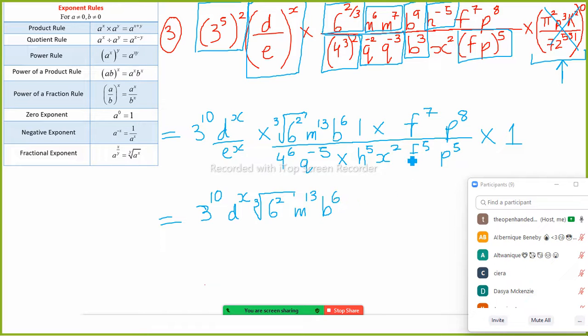Now, if we look carefully, you see we have f to the 7th and f to the 5th. What could we reduce that as? What could that turn into? F to the second. F to the 2nd power. Very good. And then we have p to the 8 and p to the 5. So what can we reduce that to?